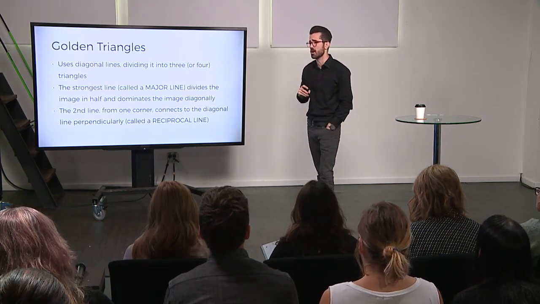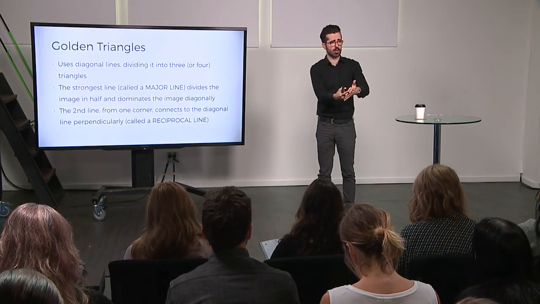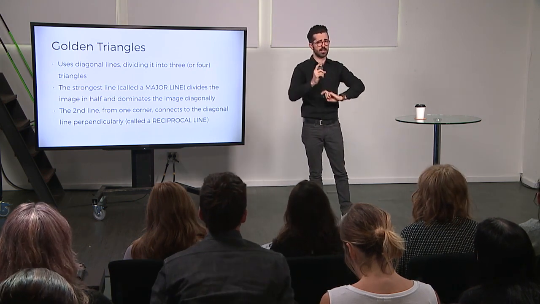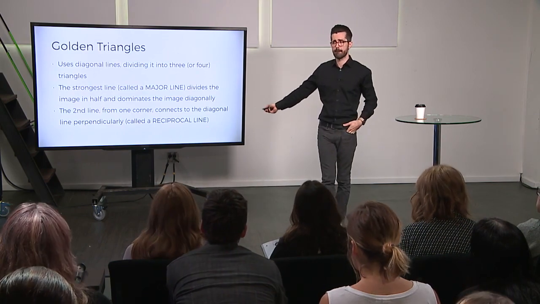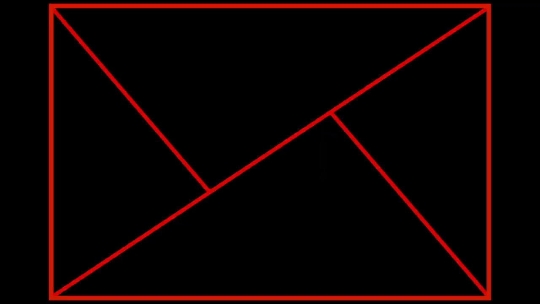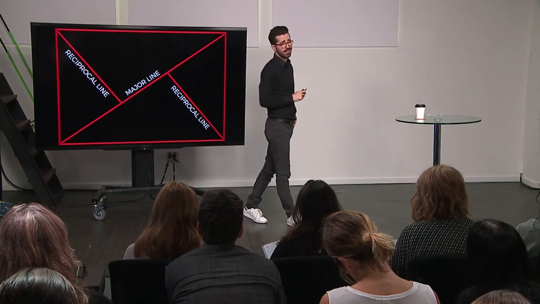Now, the strongest line is called a major line, and these smaller lines are called reciprocal lines. And this kind of comes at a perpendicular angle, meaning a right angle, right off that major line. And again, these are golden. Each of the triangles is the same ratio to the other triangles. And it looks like this. Major line is the big one, and the reciprocal lines are the other ones. Again, you only need one, but you can do both if you want.